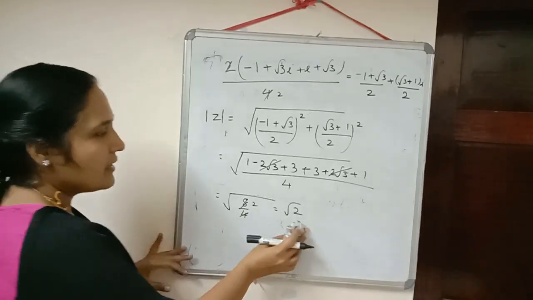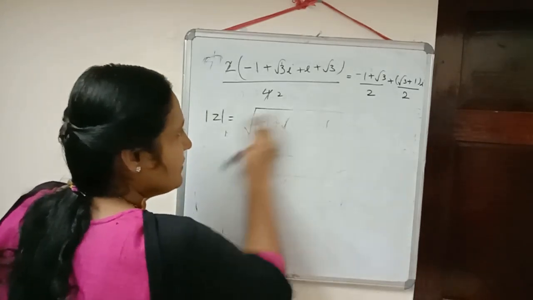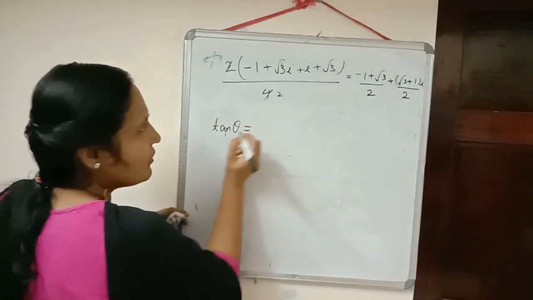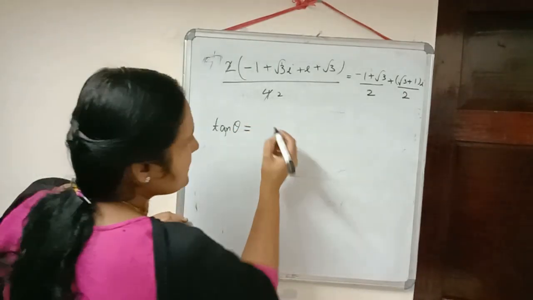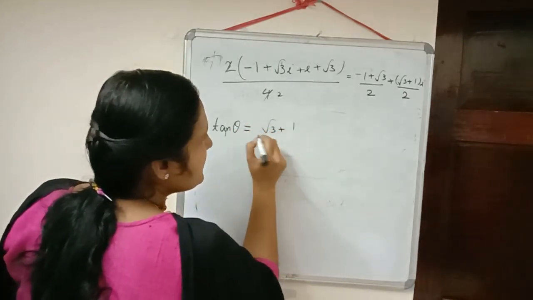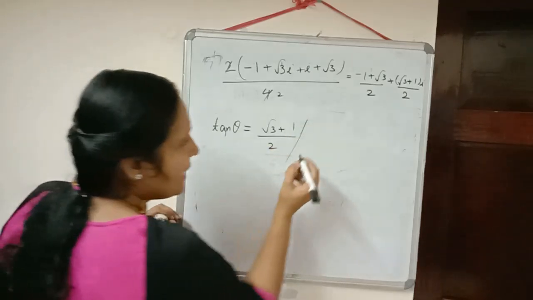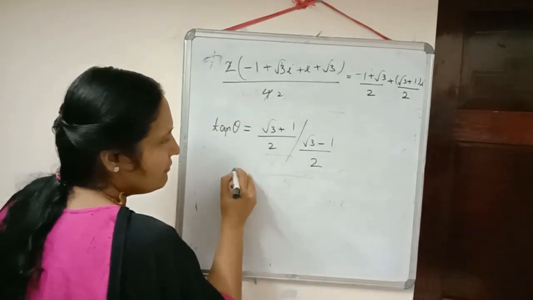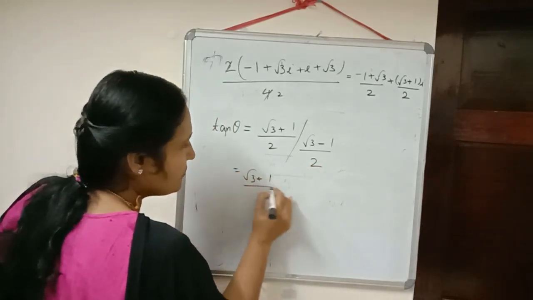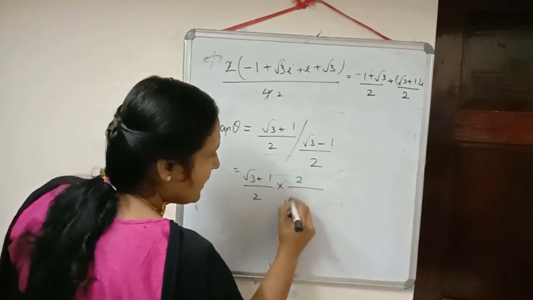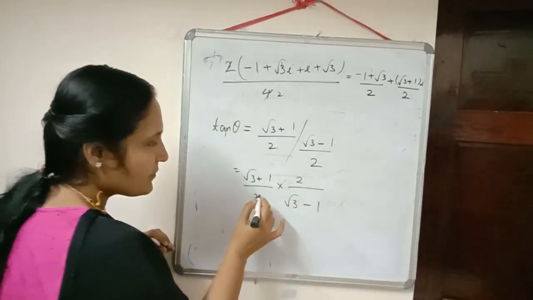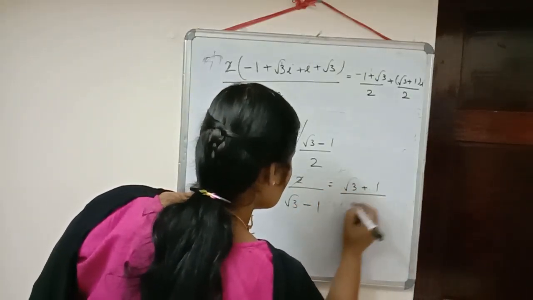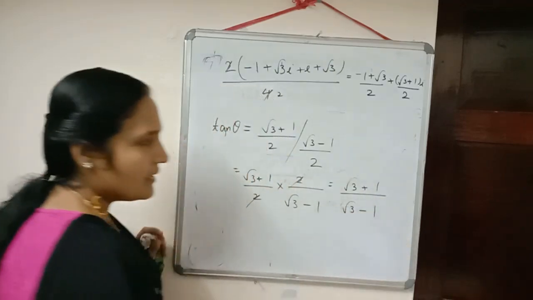Now we will check how to find out the argument of this complex number. So we will write down there tan theta is equal to, according to the formula what we have, y by x. What is the value of y here? (Root 3 plus 1) by 2 divided by (root 3 minus 1) by 2. So here if we change the division into multiplication, (root 3 plus 1) by 2 into 2 by (root 3 minus 1) will come. So 2 and 2 will get cancelled. We will get the value is equal to (root 3 plus 1) by (root 3 minus 1).